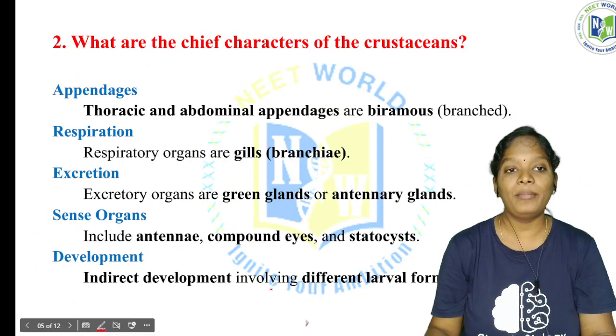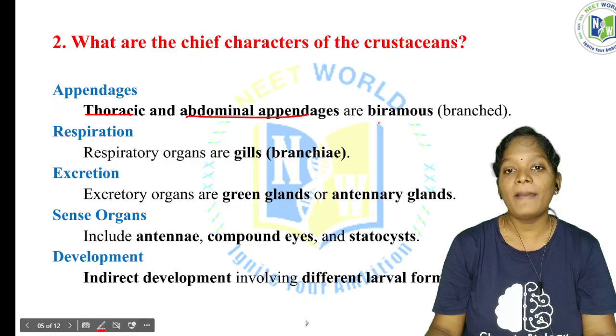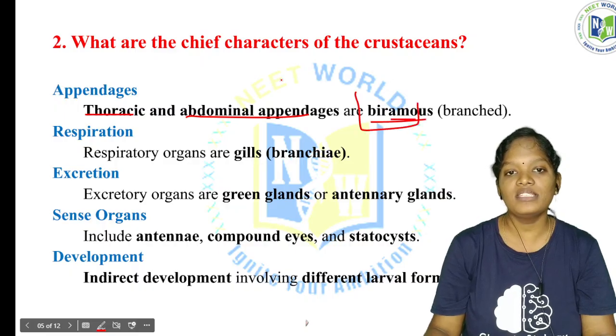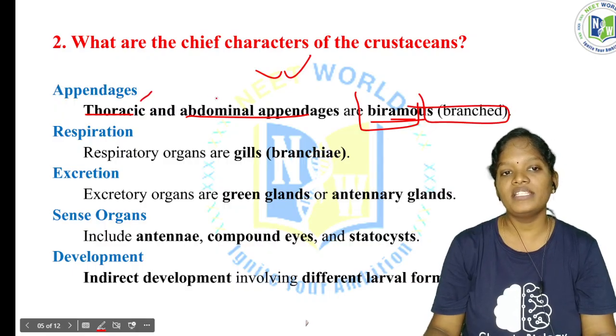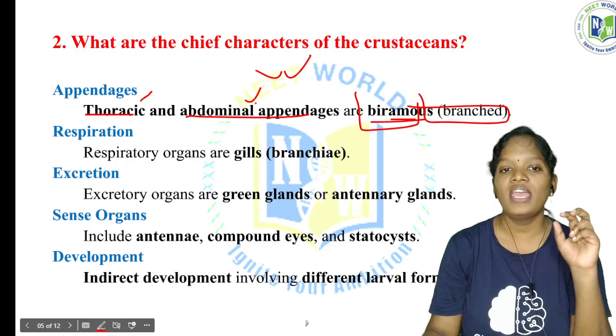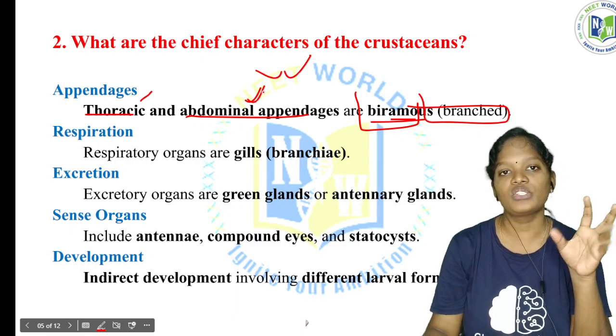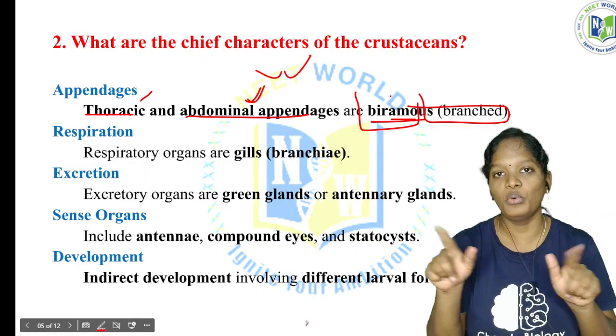So appendages means thoracic and abdominal appendages. Biramous, as I mentioned, means branched. The appendages present in the thoracic region are called thoracic appendages, and if they are present in the abdomen, they are called abdominal appendages. All these are biramous in nature, which means branched on both sides.